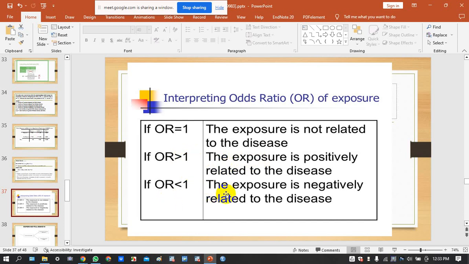And this one is also saying that an odds ratio less than 1 shows that the exposure is negatively related to the disease, meaning that frequent sex will prevent you from getting prostate cancer. So sex is a protective factor against acquiring prostate cancer when you are 45 years.